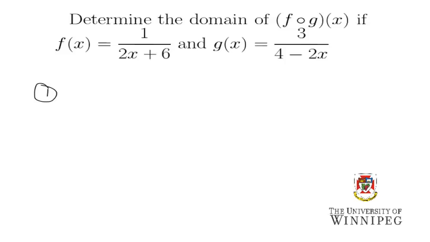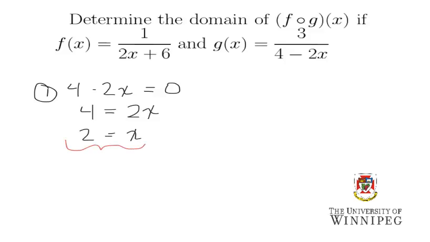Because g of x is a rational function, we're going to take our denominator, which is 4 minus 2x. We're going to set that equal to 0 and see if we can find any x values that we need to exclude from the domain of f composed with g. Moving our 2x over to the right-hand side, we get 4 is equal to 2x, and then dividing both sides by 2, we get x is equal to 2. So we're going to hold on to this value. This is going to be one value of x that we're not going to allow into the domain of f composed with g.